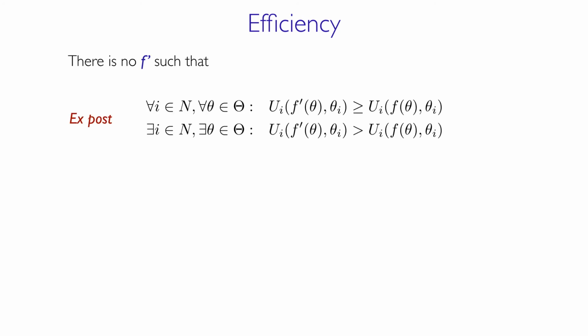We have different degrees of efficiency depending on whether the efficiency is in expectation or not. The weakest notion of efficiency is the ex post efficiency. It requires that, for every profile of types, the outcome is Pareto efficient.